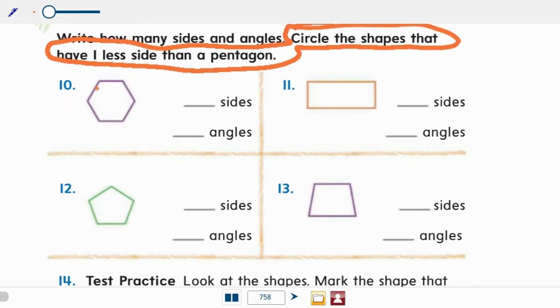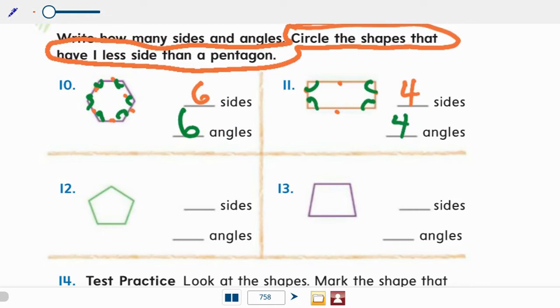So for number 10, I've got 1, 2, 3, 4, 5, 6. So there are six sides. And if you remember from before, an angle is wherever two sides meet. All right, so we've got one, two, three, four, five, six. So we've got six sides, six angles. All right, number 11, we've got one, two, three, and four. So there's four sides. And then we also have one, two, three, four angles.